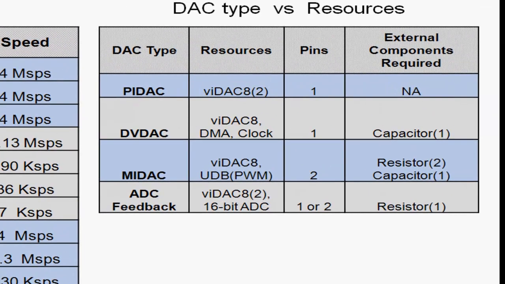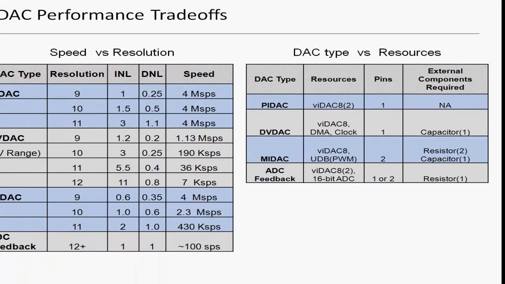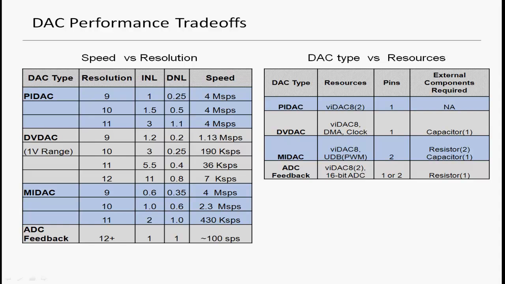Resource utilization is an important factor that must be considered. Notice that each of these DACs consume a different amount of internal and external resources. For example, the PI DAC uses 2 VI DAC blocks but does not require external components. If you want to use the PI DAC to source a voltage instead of a current, an external resistor may be added. The modulated DACs, DV DAC and MI DAC, only require 1 VI DAC block, but require external components to filter out the modulation noise. Some applications that require this extra resolution may not require the output to be filtered. Heating and lighting may be types of applications that do not require filtering.